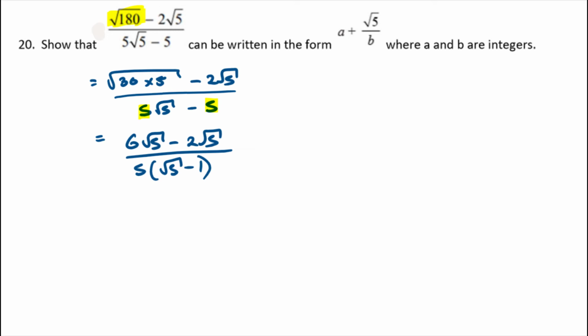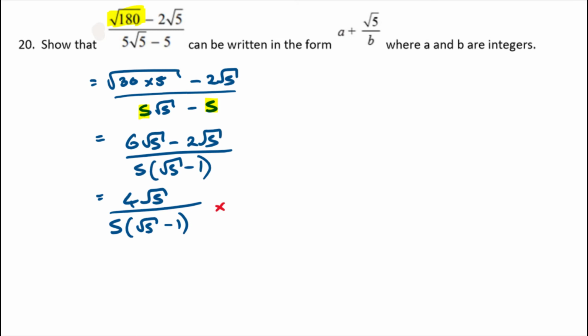And then on the top part there, I've got 6 root 5 minus 2 root 5. Now, if I've got 6 lots of something minus 2 lots of that same something, I can just subtract one from the other. So 6 minus 2 is 4, so that's 4 root 5 on the top. And that's over 5 lots of root 5 minus 1.